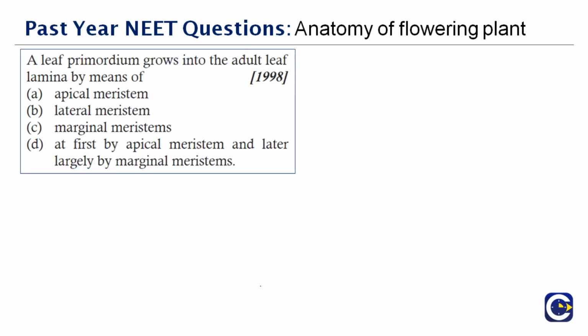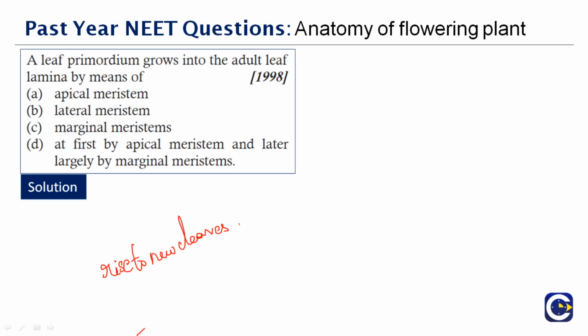Next question here. A leaf primordium grows into an adult leaf lamina by means of dash. This is again an easy question which was asked in the year 1998. Now what do you mean by a leaf primordium, or what do you mean by primordium? See, when we talk about leaf primordia or primordium, whatever you can call it, they are a group of cells that will form into new leaves. They give rise to new leaves.